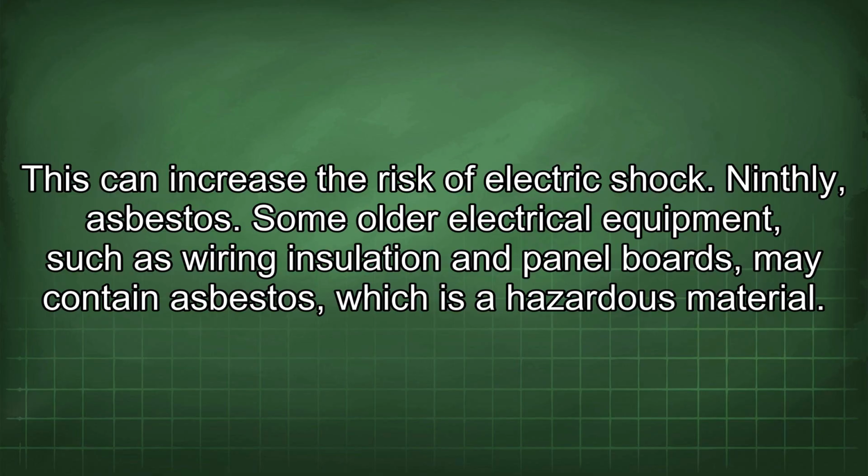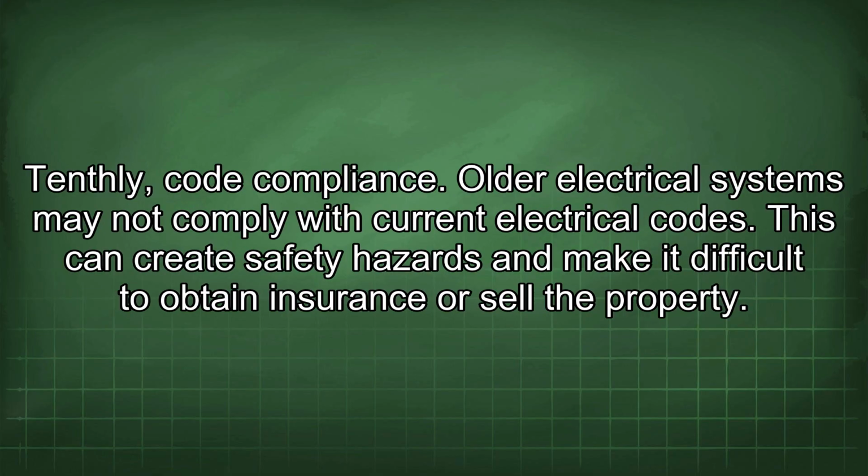Ninthly, asbestos. Some older electrical equipment, such as wiring, insulation, and panel boards, may contain asbestos, which is a hazardous material. Tenthly, code compliance. Older electrical systems may not comply with current electrical codes. This can create safety hazards and make it difficult to obtain insurance or sell the property.